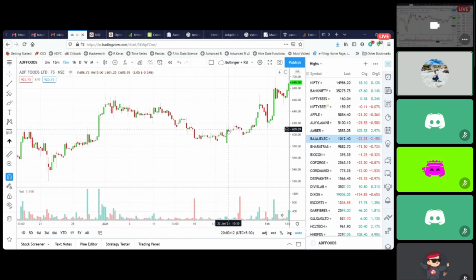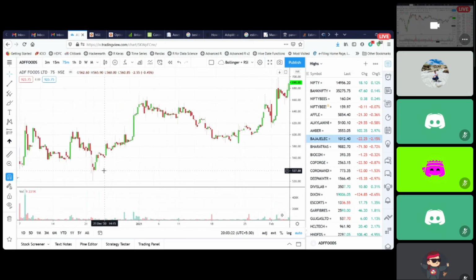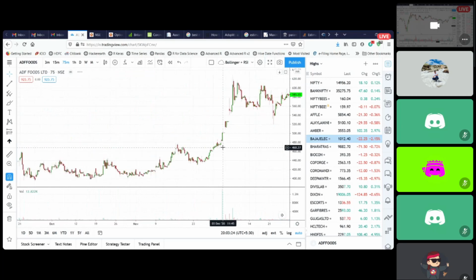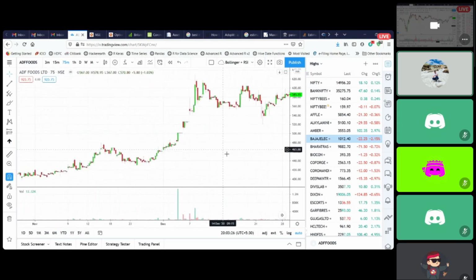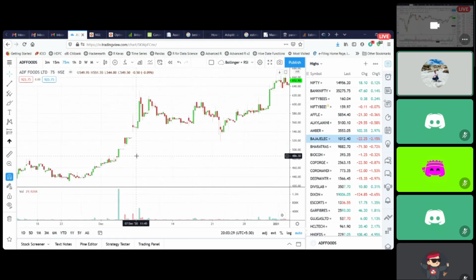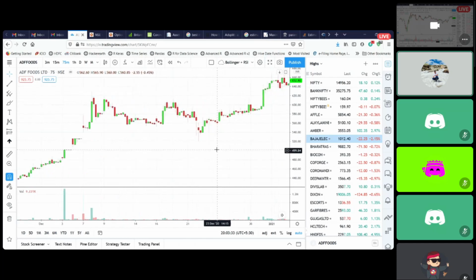This could have been one potential swing trade on the 22nd of Jan, at 606 till 660. Yeah, so this could have been one swing trade from year to year. And again, gap ups, and then gap taking support.